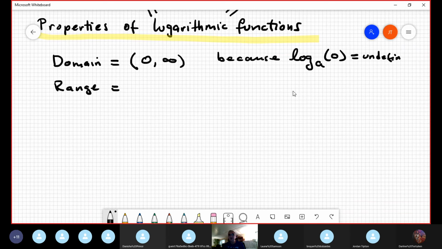We study in detail when you're using the calculator, you put logarithm 0, regardless of the base, if it is 10, it is undefined, error. Also, logarithm of any base of a negative number, negative 1, negative 5, whatever, is also undefined. Impossible.